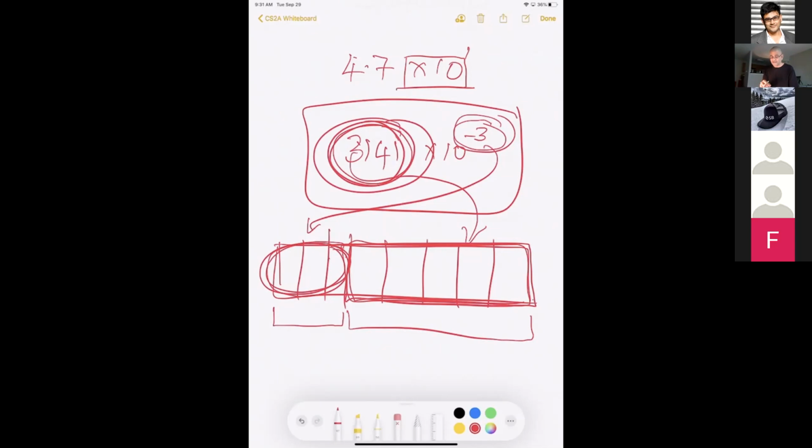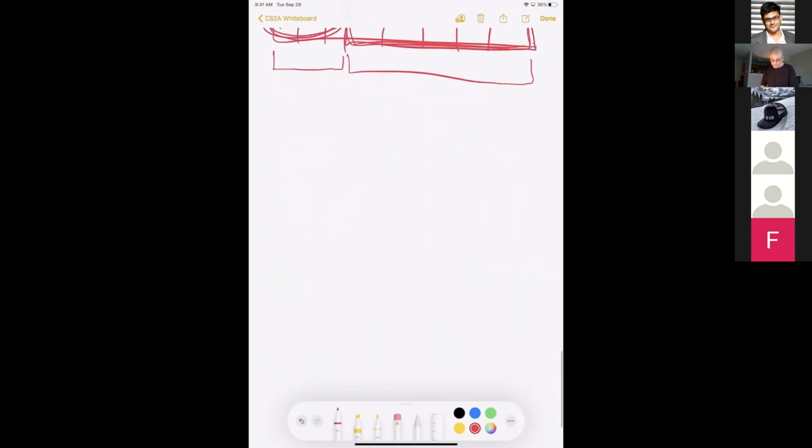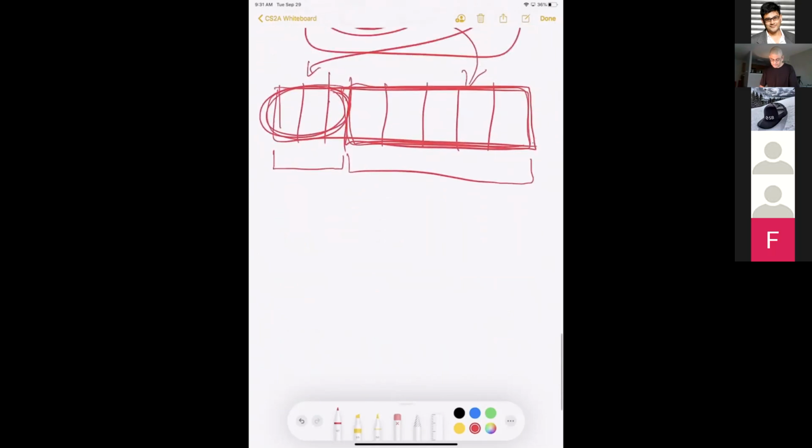Yes, I had a quick question on clarity. Is there a convention on whether or not the mantissa is on the right or left side?